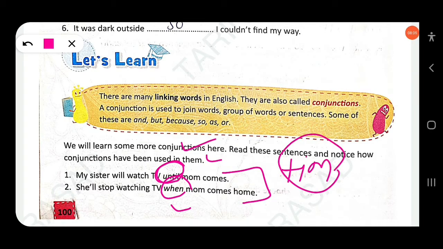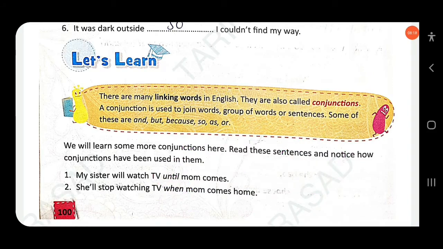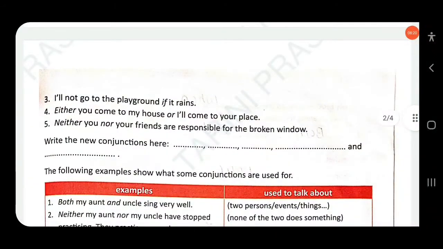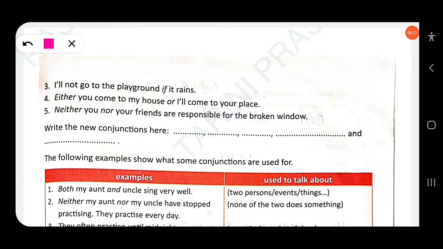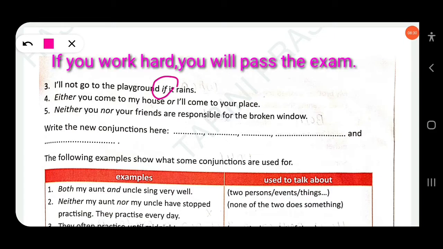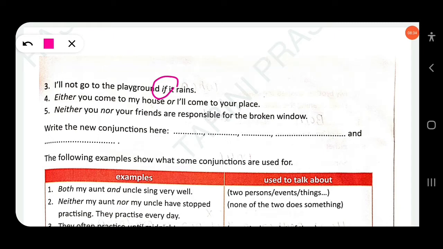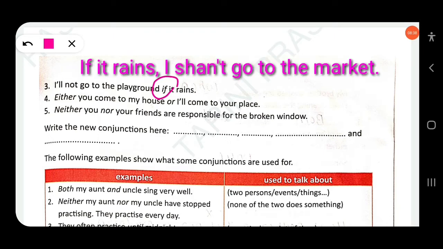That means my sister will watch TV until my mom comes. Until indicates time. She will stop watching TV when mom comes back. Here when is also used to show time. Okay. I will not go to the playground if it rains. We use if in condition. If you work hard, you will pass the exam. This is a condition. If it rains, I shan't go to the market. This is a condition.